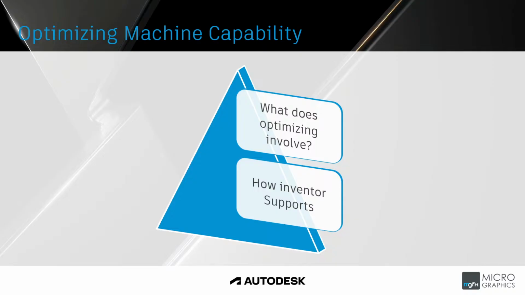The key takeaway would basically be that optimizing machine capability starts with thinking smarter. By using Autodesk Inventor simulation and validation tools, manufacturers can ensure that their machines are used within the ideal performance range, leading to better quality, longer equipment life, and more efficient production.